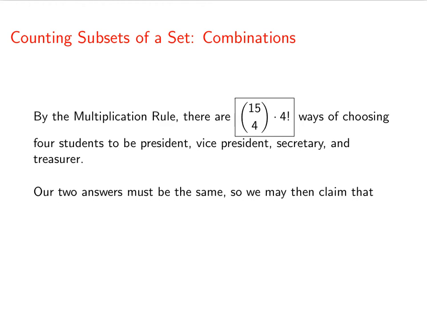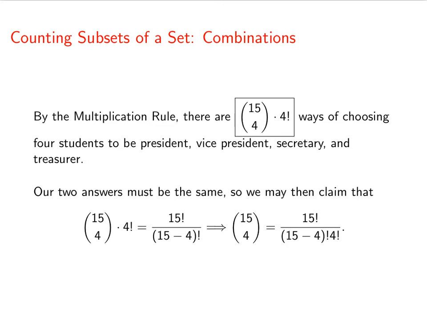Well, we've just answered the question 2 different ways, so they're the same. What we claim is that 15 choose 4 times 4 factorial is equal to 15 factorial over (15 minus 4) factorial. So this is what we got in the first answer, this is what we got in the second answer. They're answering the same question, so they have to be equal. That lets us now solve for what 15 choose 4 is. We get that it's 15 factorial over (15 minus 4) factorial times 4 factorial.